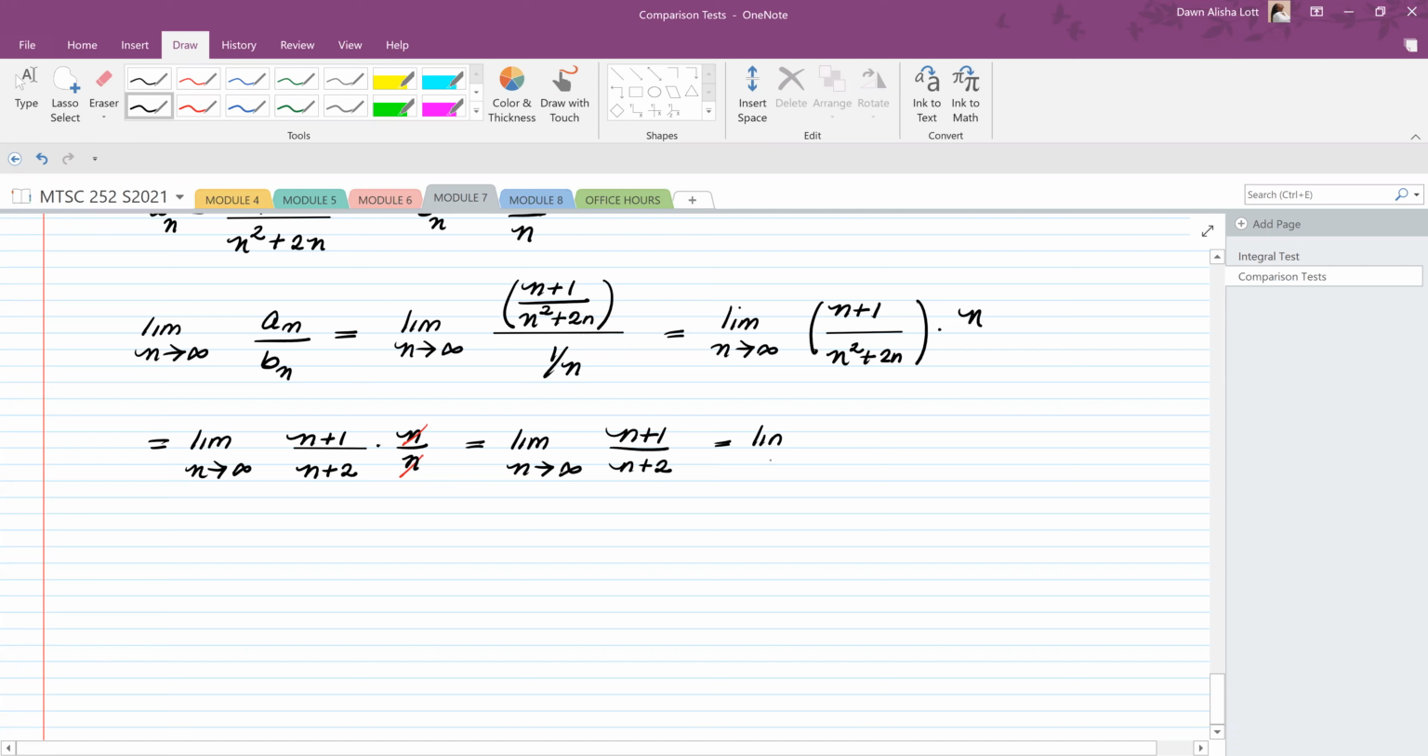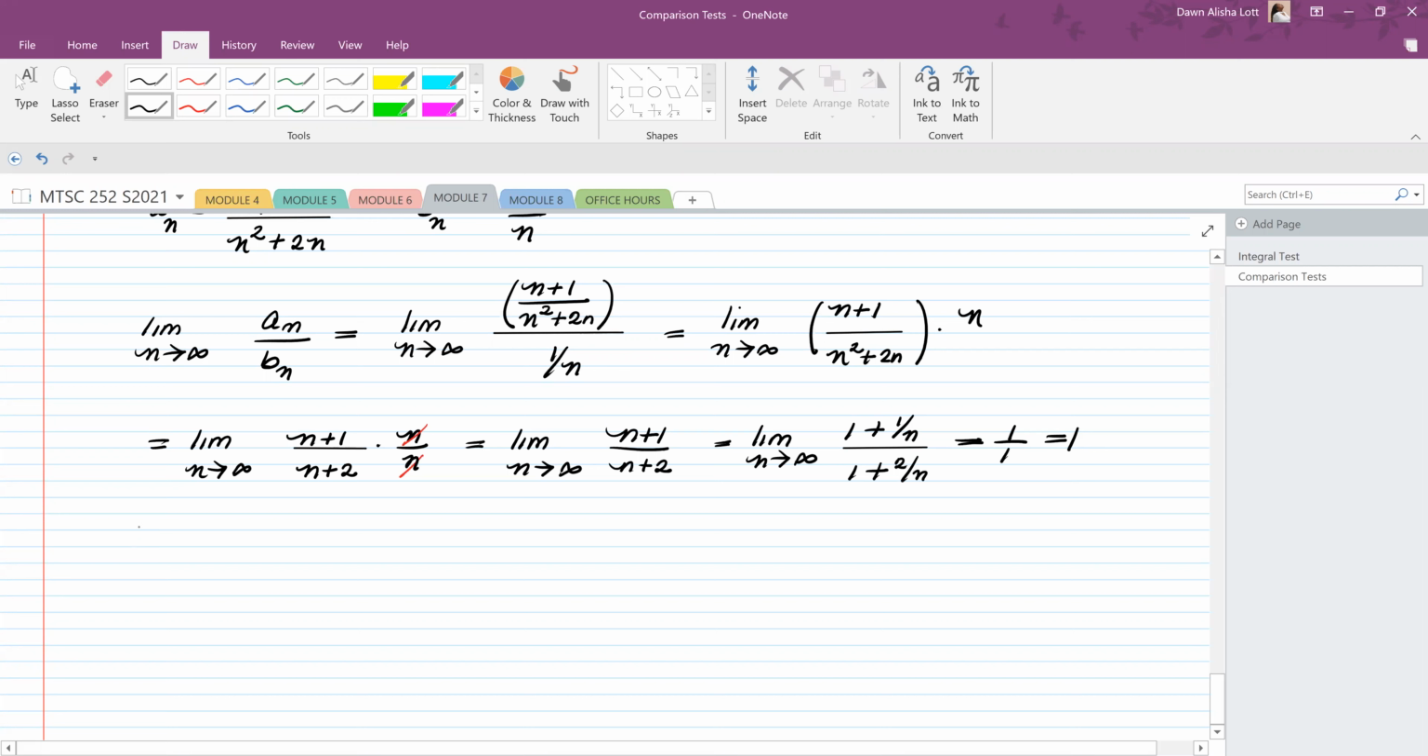Limit as n approaches infinity, divide everything by n. So I get 1 plus 1 over n over 1 plus 2 over n. So I'm going to get 1 over 1. That limit is 1. All I have to do is get a finite number. It doesn't have to be any number in particular. It could be 6, it could be 4. It just needs to be a fixed number.